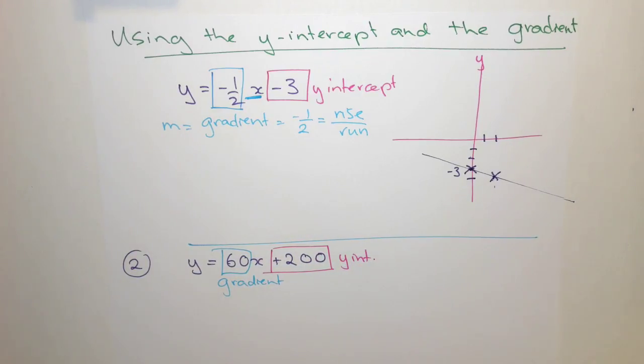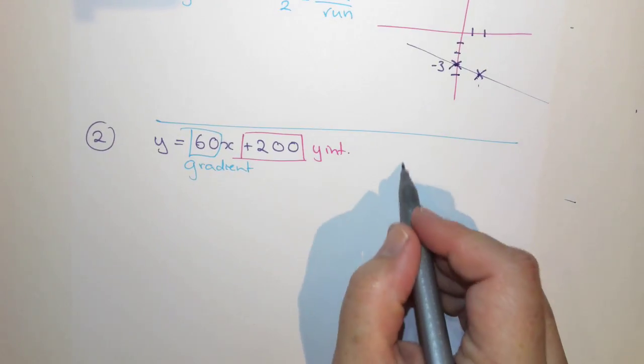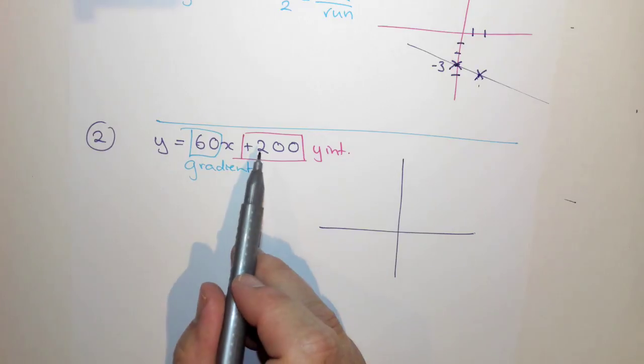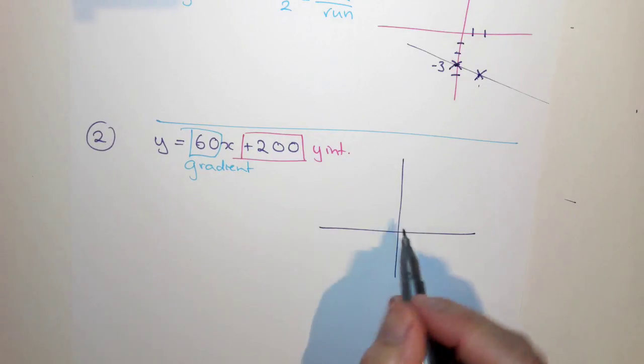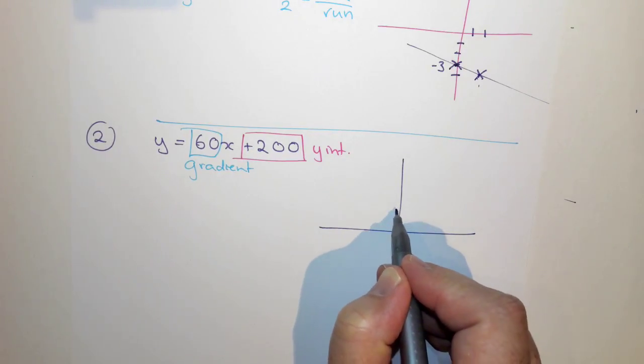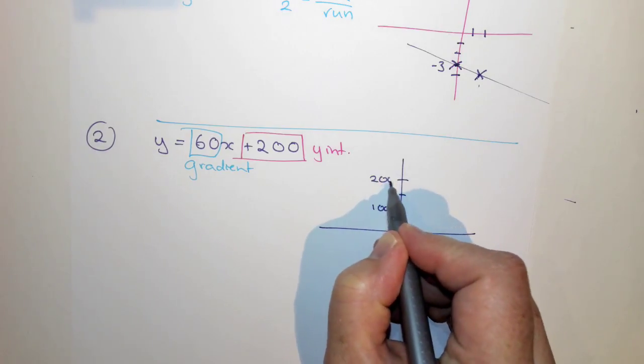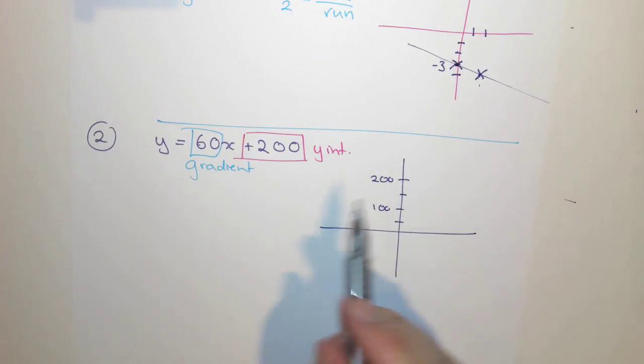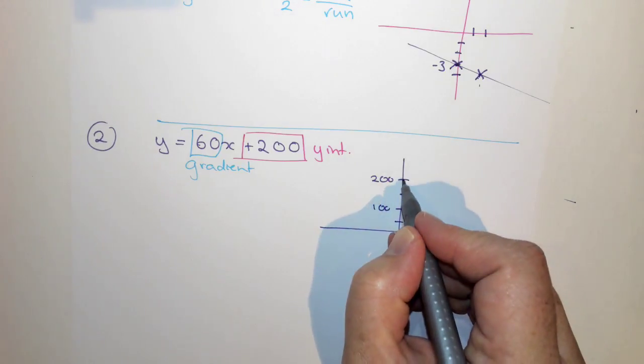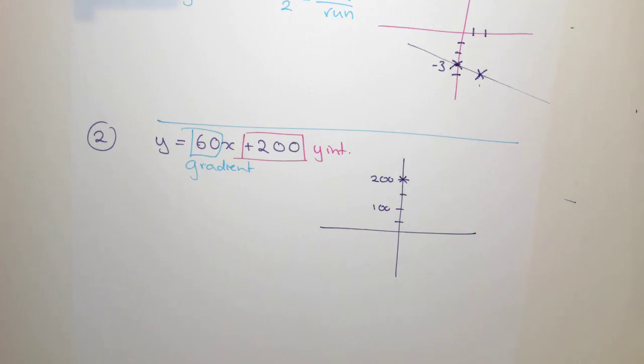So, how are we going to draw that? Well, first of all, we get our axes set up. And we're going to start, our y-intercept has to start at 200. So I'm going to go up 50, 100, 150, 200. So I'm going to go up in 50s that way. And that's where I want to start, as I'm starting at 200.